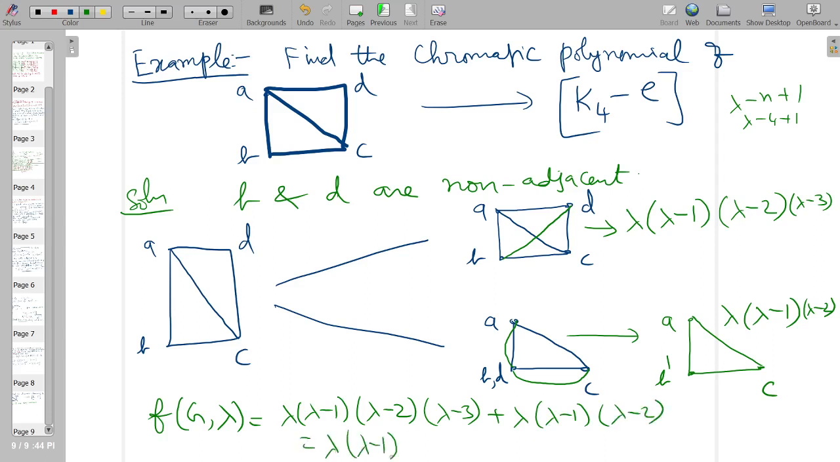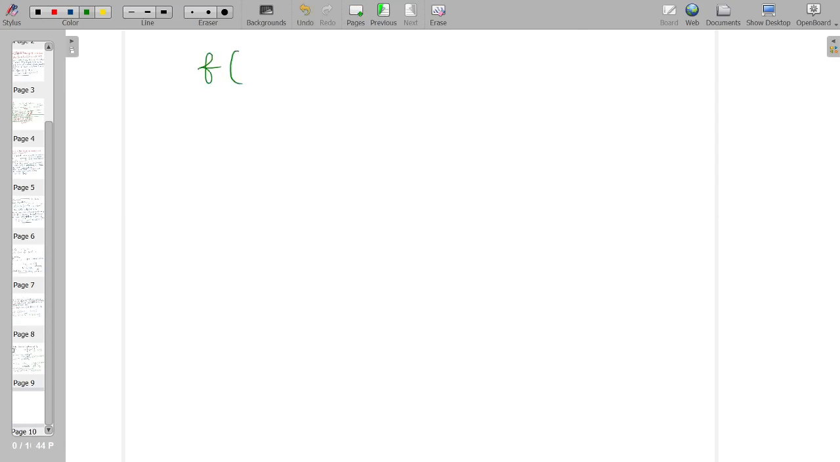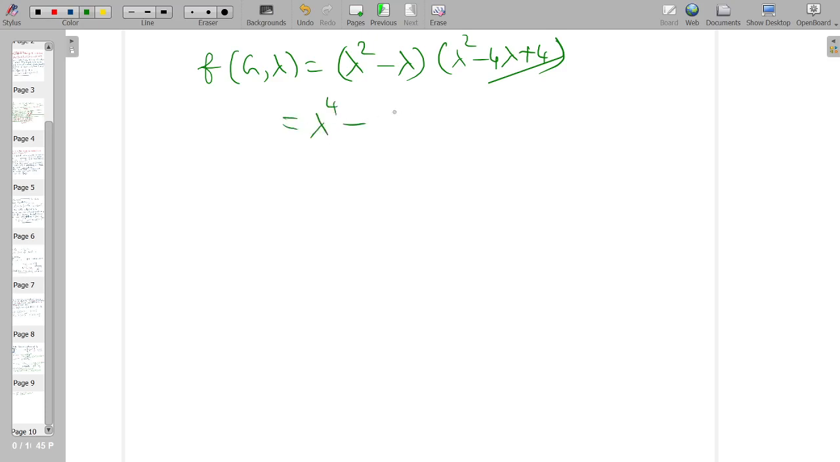So I take lambda into lambda minus 1 into lambda minus 2 as a common factor. This would give you lambda minus 3 plus 1. This is the same as lambda into lambda minus 1 into lambda minus 2 the whole square. So when I further simplify this, this would be lambda squared minus lambda, okay, this would be lambda squared minus 4 lambda plus 4.